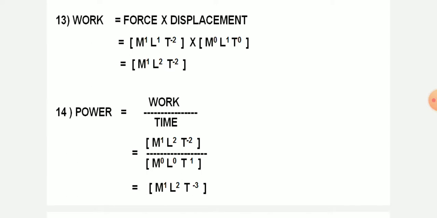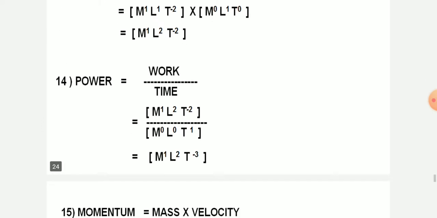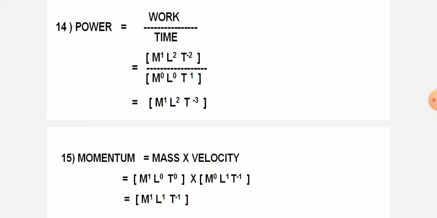And the next one is power. Power is nothing but the work upon time. The dimension of work is 1, 2, -2, that is already obtained, and in the denominator the dimension for time is T raised to power 1. So after solving this, what will we get? M(1 minus 0 is 1), L(2 minus 0 is 2), and T raised to power minus 2, and this 1 will become minus 1. So T(-2 and -1) will become minus 3. That is the dimension of power.